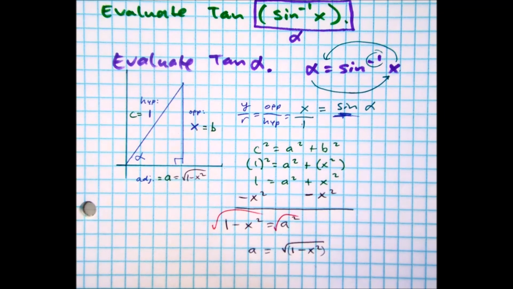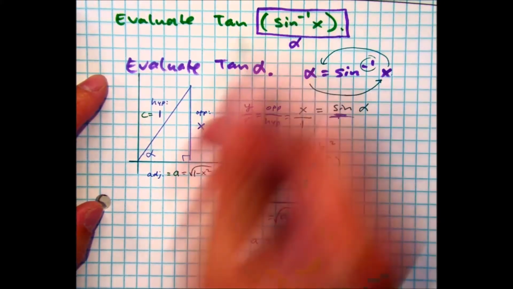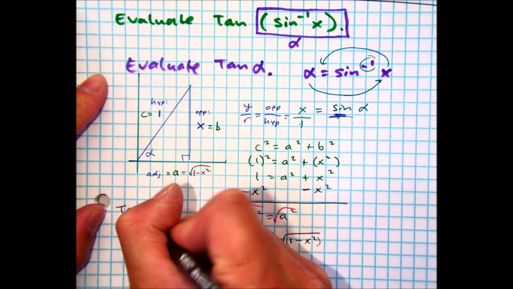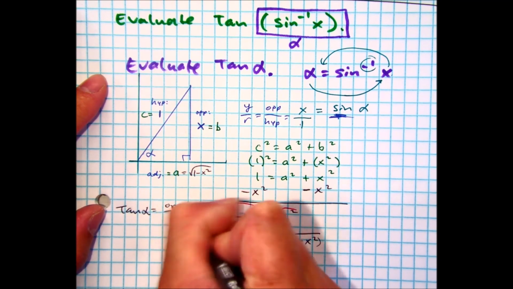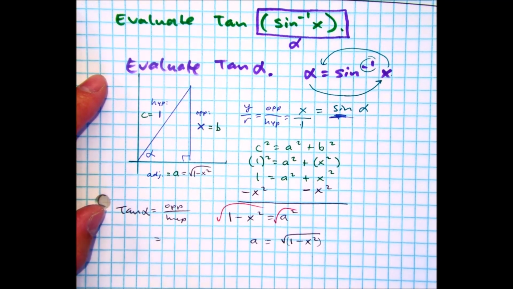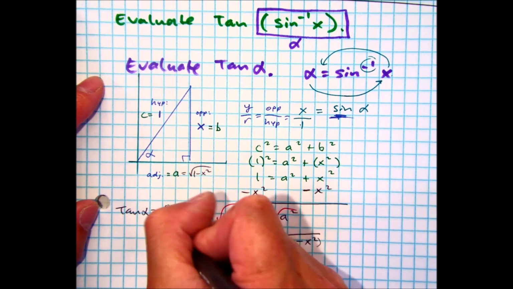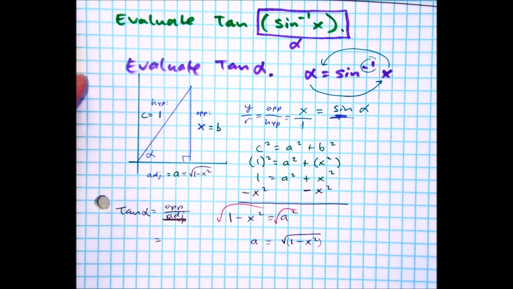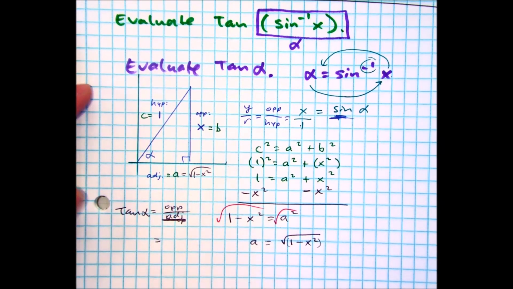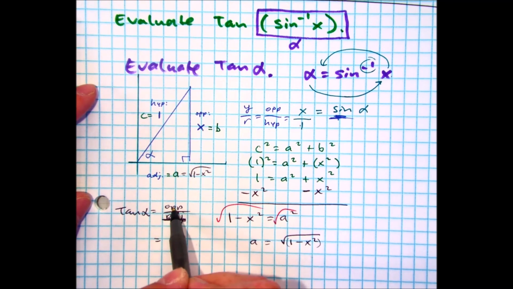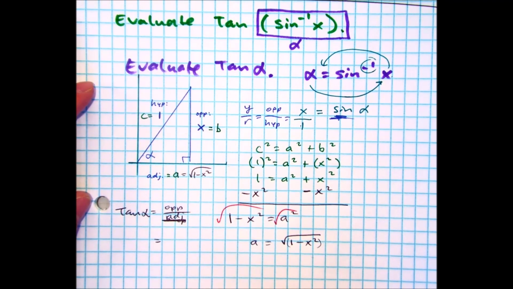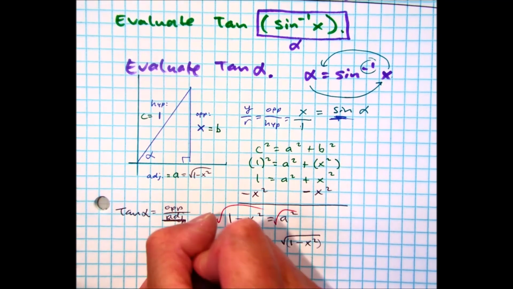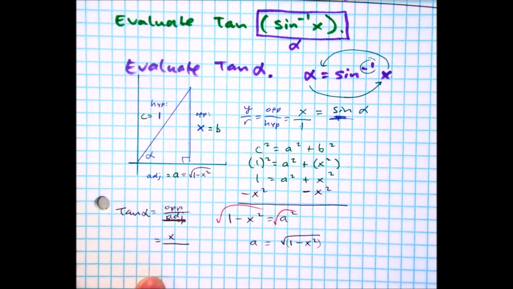Tangent is opposite over the hypotenuse. Wait, what? Opposite over. Good job, you're paying attention. Tangent is opposite over the adjacent. Sometimes when I hear things, I don't know why. So the opposite side is how much? And the adjacent? The square root of 1 minus x squared.